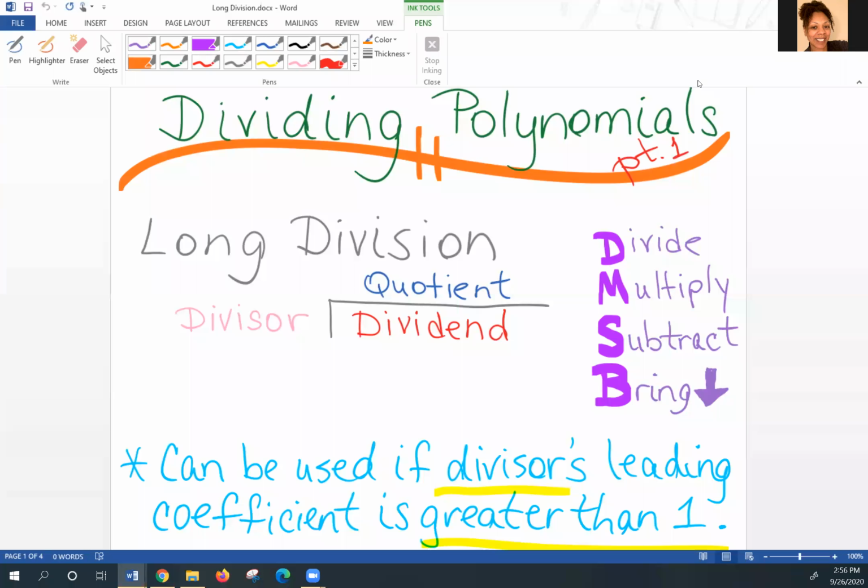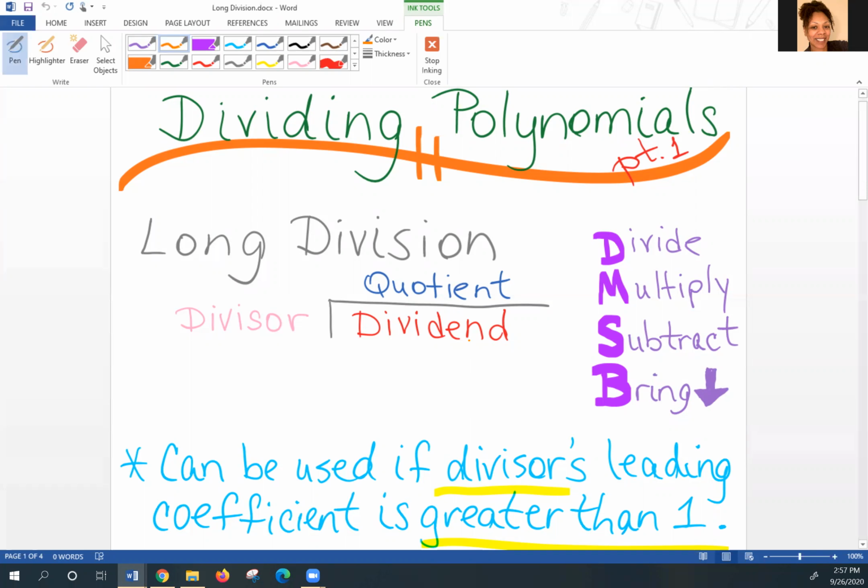Let's talk about dividing polynomials, specifically long division. In order to do so, you would need to know the terminology. So the division symbol looks like this. And then after that, you want to know, well, what's under the division symbol?